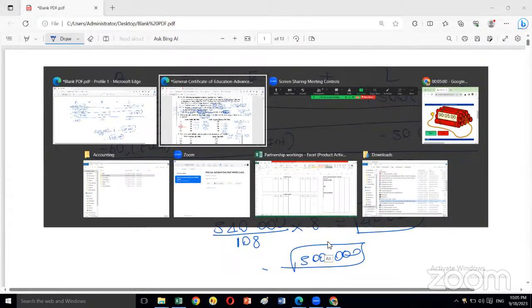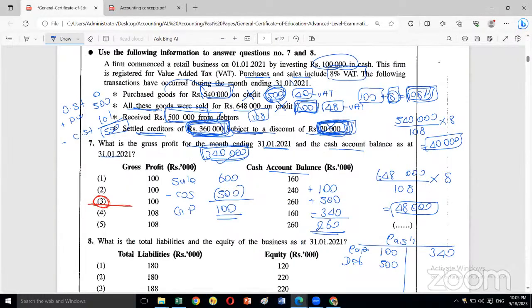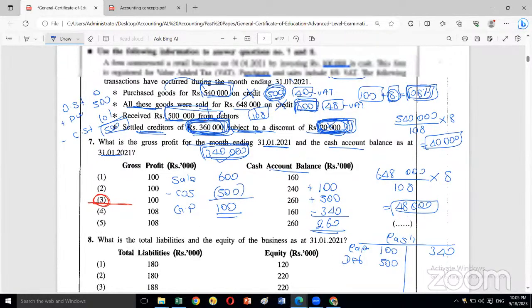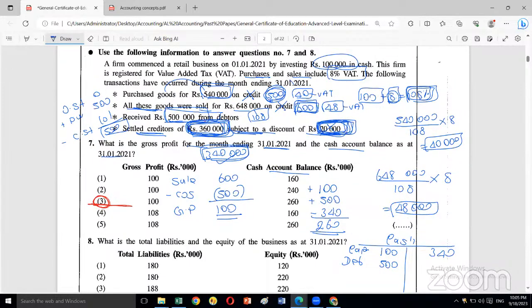Okay, so now we'll move to the next one, question number 8. If anyone wants, take a screenshot of this, so later on it will be helpful for you. Done? Okay. Fine. So now I'll explain question number 8.